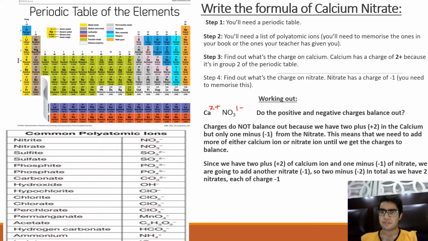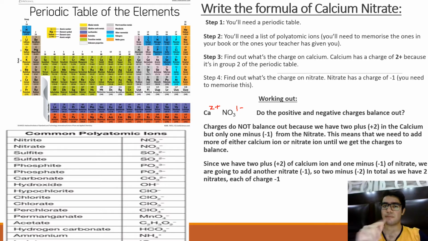Let's begin. Write the formula of calcium nitrate. First we need to find the charge of calcium. As I said, it's in group 2, so it has a charge of +2. Then step 4 is to find out the charge of nitrate. In the polyatomic ion table, you can search for nitrate, and it has a formula of NO3 and a charge of -1. If it just says minus and there's no number in front of it, that means -1. If there's only a plus and no number, it means +1.